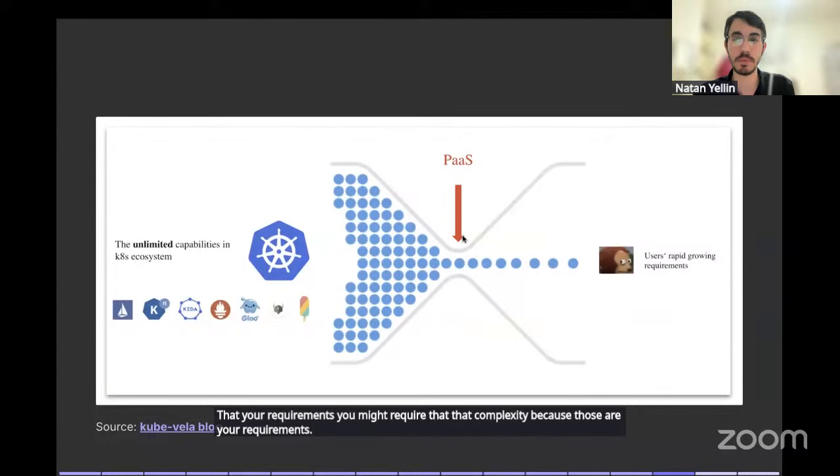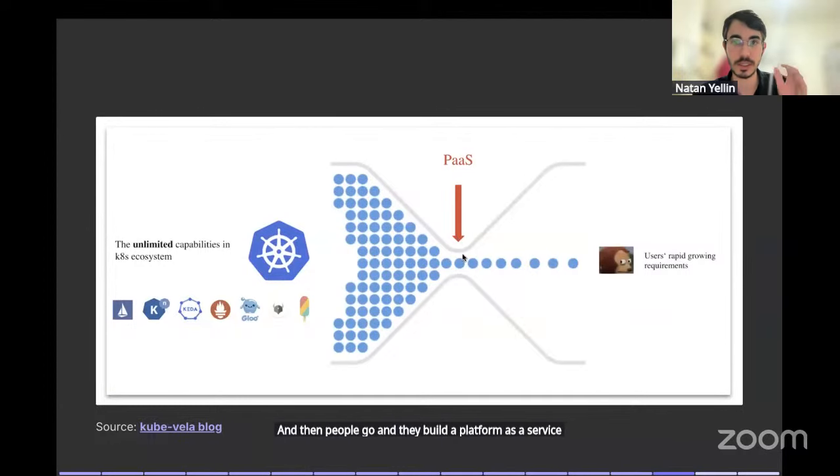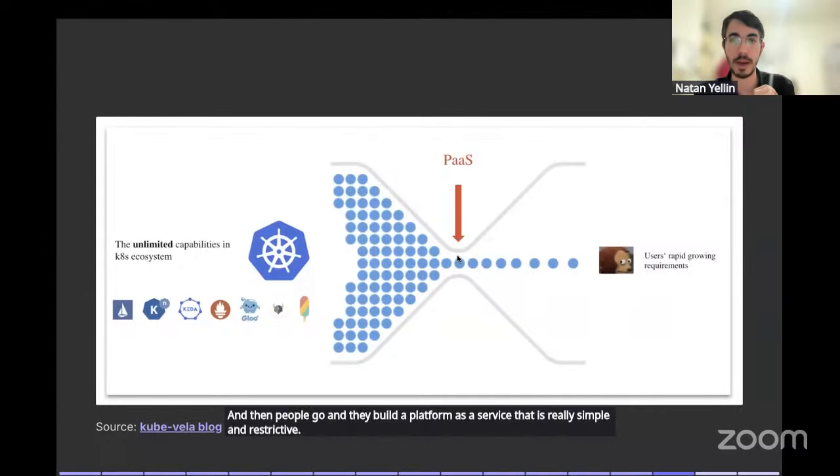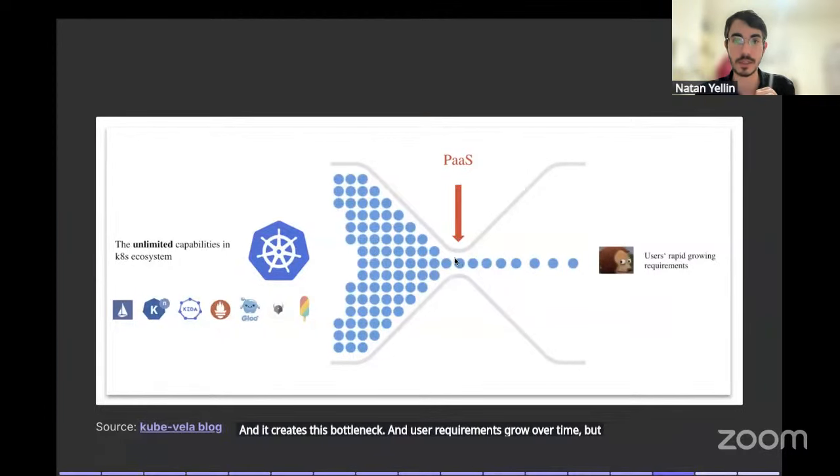And then people go and build a platform as a service that is really simple and restrictive. And it creates this bottleneck. User requirements grow over time, but this becomes the bottleneck. That doesn't grow. So that doesn't let all the user requirements through.